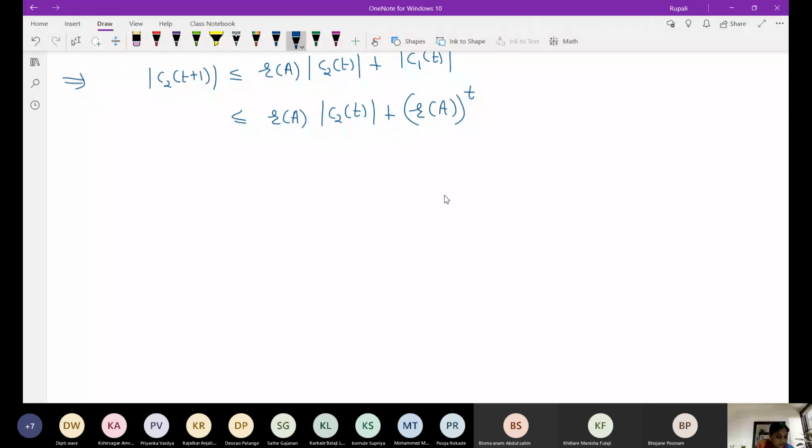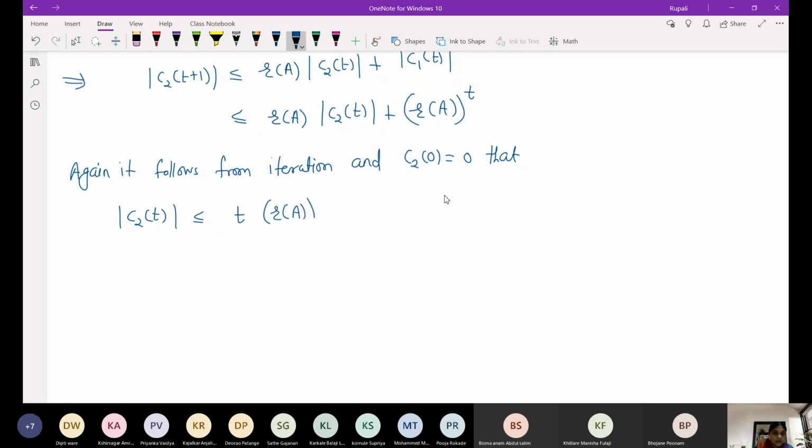So again iterating, and since C2 at 0 is equal to 0, mod of C2t is less than or equal to t times spectral radius of A raised to t minus 1 for t greater than or equal to 0. Can I write like this?